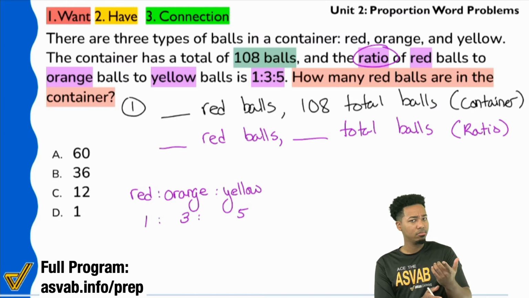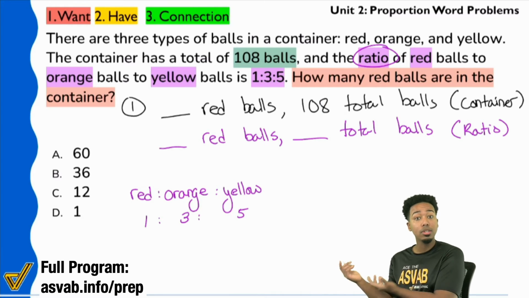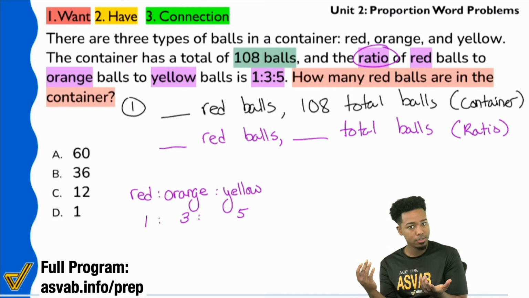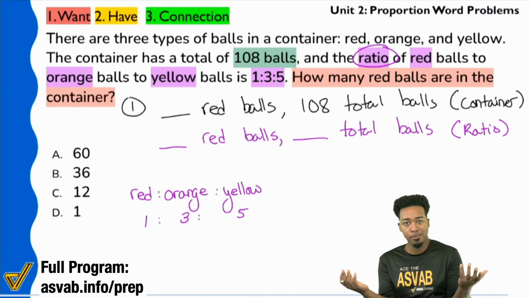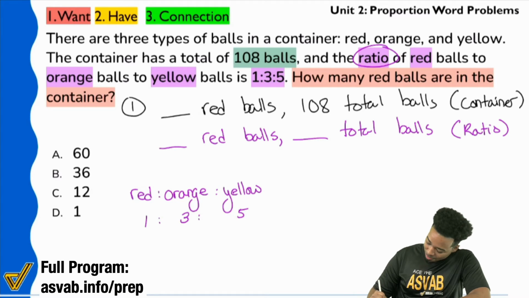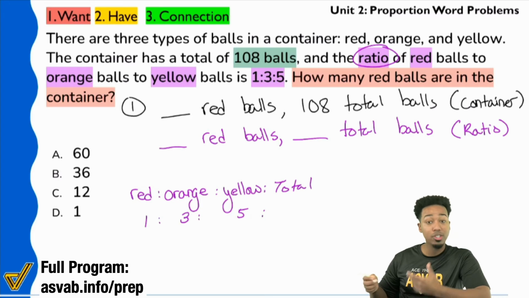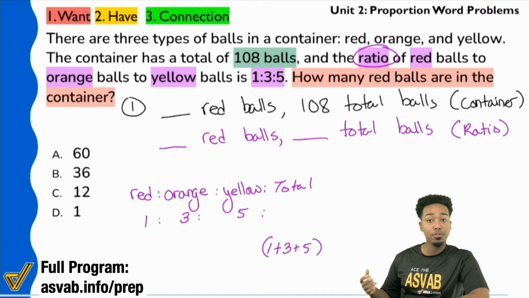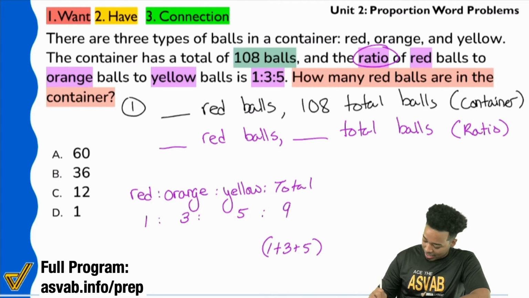Yeah. You can do the same thing in the ratio. You can add up all the parts of the ratio to get the total number of parts. Remember, ratios are just parts of wholes. So here, I can add this in right here, a total, and the total is just going to be everything added up. So that's going to be 1 plus 3 plus 5. 1 plus 3 is 4. 4 plus 5 is 9. So my total is going to be 9.